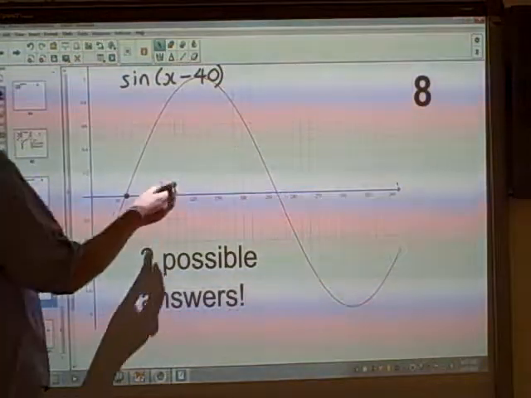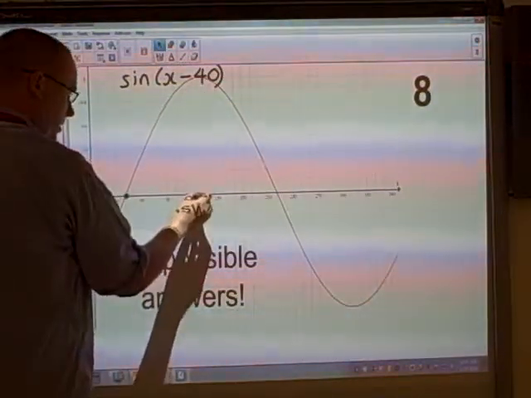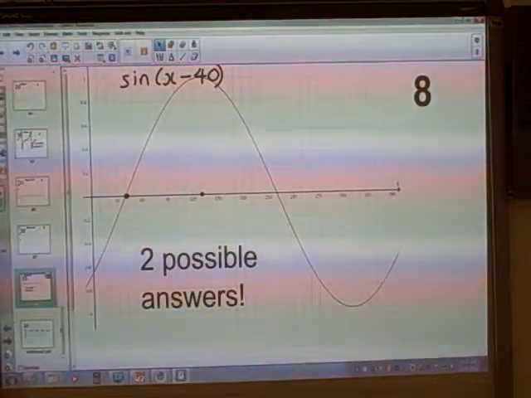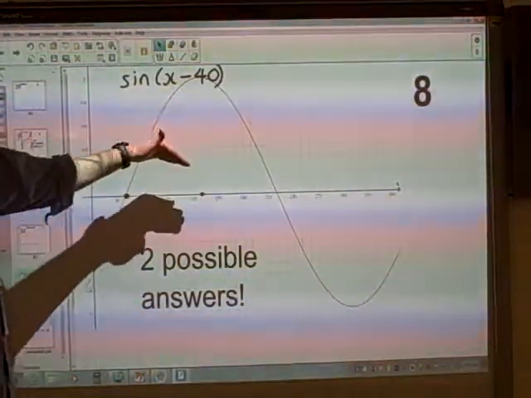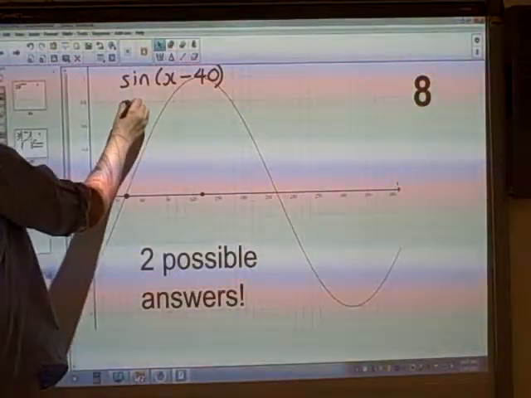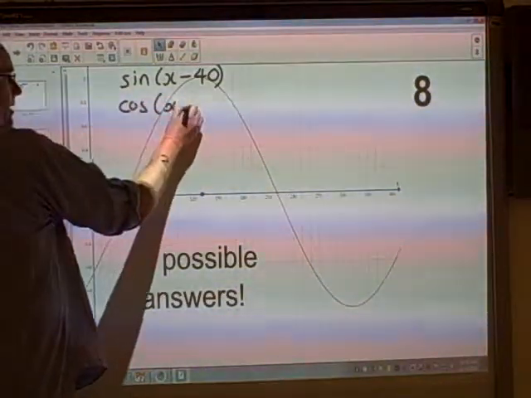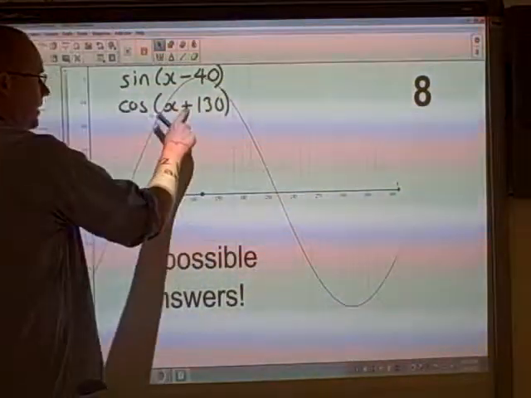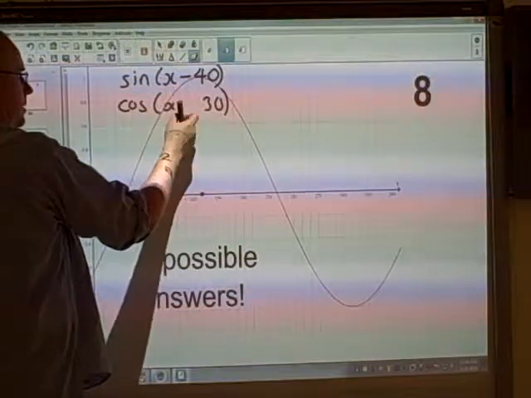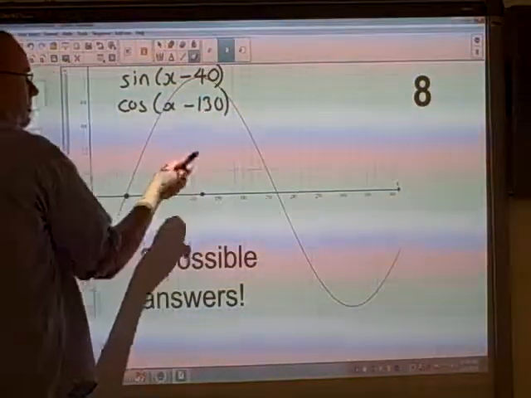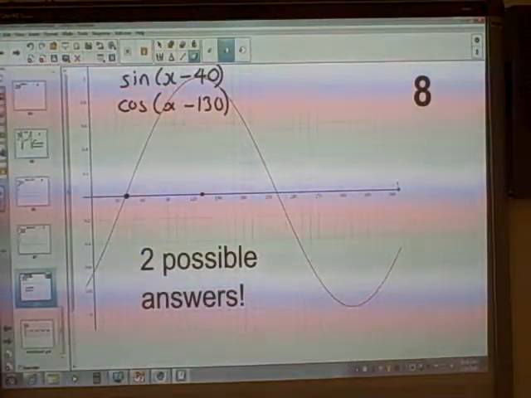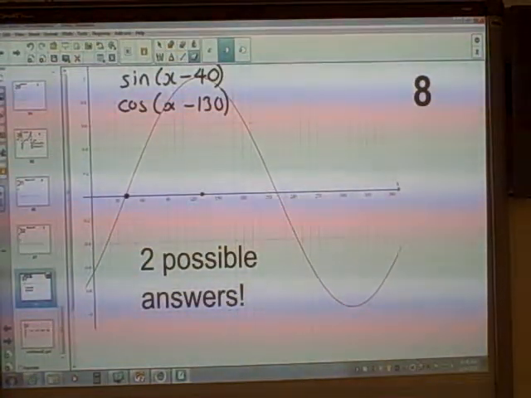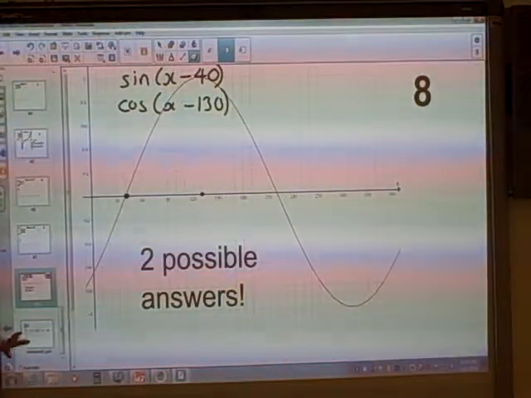Now I said there's more than one possible answer. The highest point here is at 130. So I move this one 130 to the right, so I could also have cosine of x. Oops. Forgot to do the opposite as I moved it left and right. So that should be cosine of x minus 130. It would be another possible answer as well. In fact, there's multiple possible answers I could have for this one as well. But we'll leave that one as it is for now.